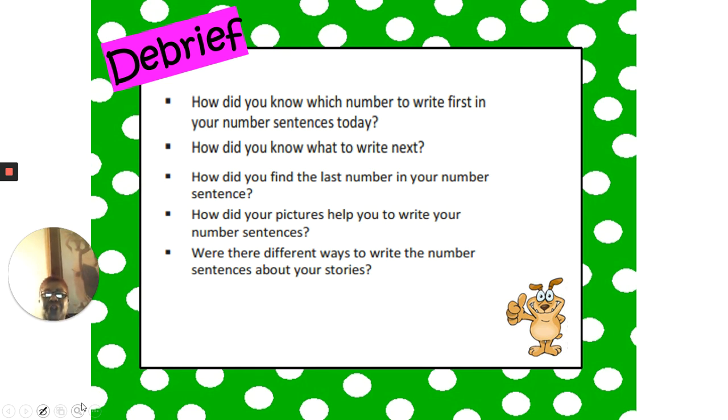How did you know what to write next? Tell your partner. If you said to write the takeaway number next, then you are correct. How did you find the last number in your number sentence? If you said you counted the number of objects that did not have an X on it, you are correct.